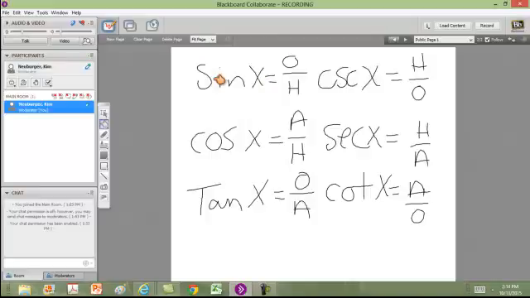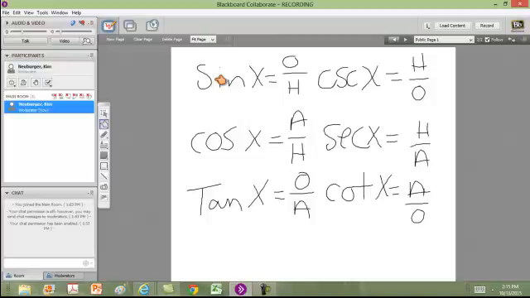Well, notice sine starts with an S, cosecant starts with a C. Cosine starts with a C, secant starts with an S. Notice that the C always goes with the S. So if you have sine and you're going to flip it over, it's not going to be secant because secant starts with an S. It's going to have to be cosecant because it starts with a C. That's one way that you can remember these.